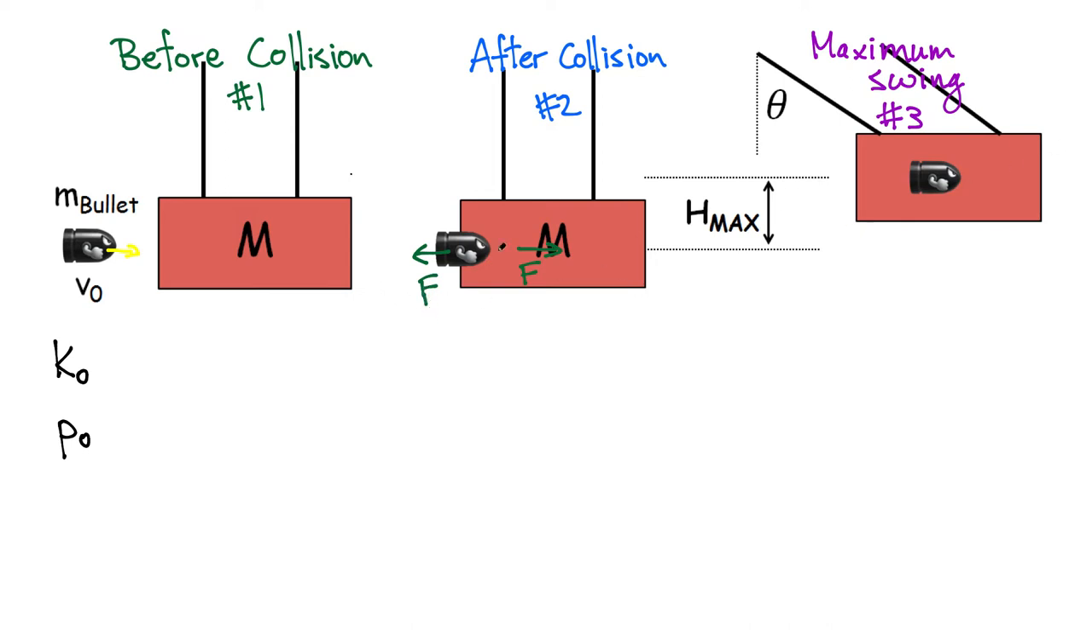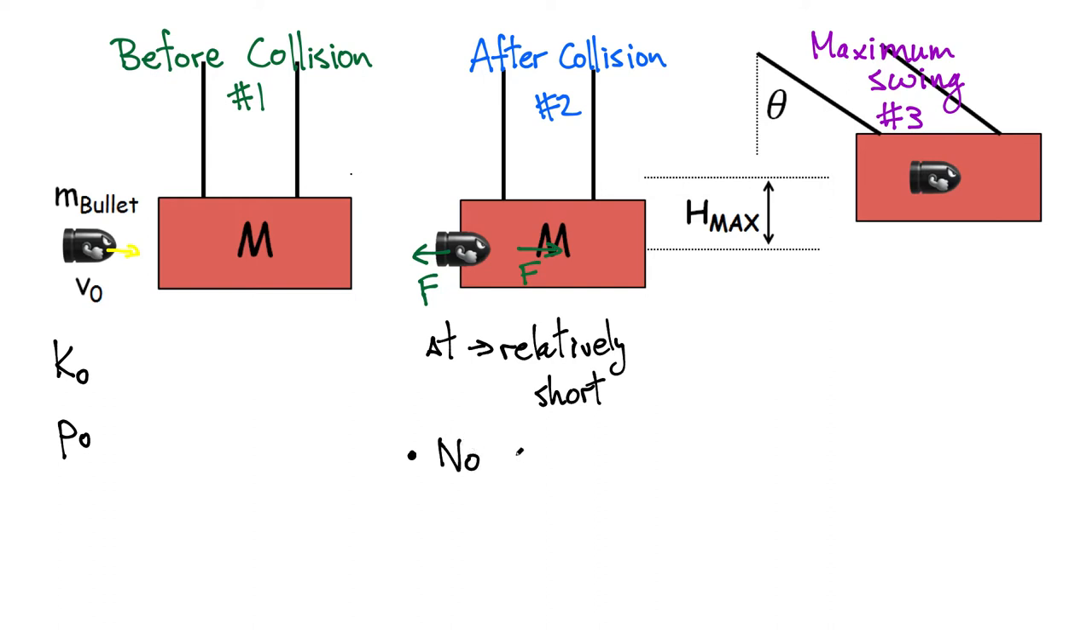And the amount of time that this collision lasts for, let's call it delta T, is going to be relatively short, okay? Which basically means that there's not a lot of swinging of the block and the bullet during this collision. So that means there are no external forces. If it doesn't swing very high, there's gravity acting down, there's the tension acting up, but there's really no external force acting in this horizontal direction.